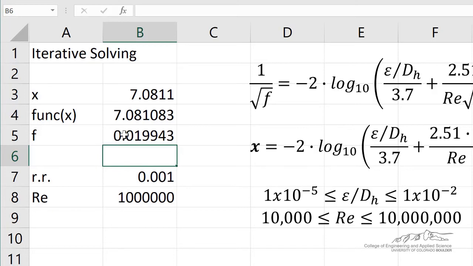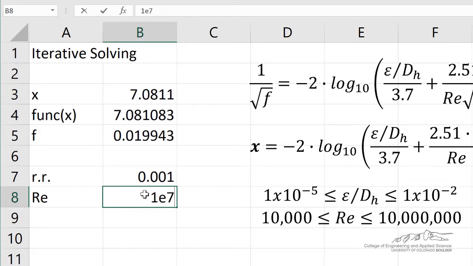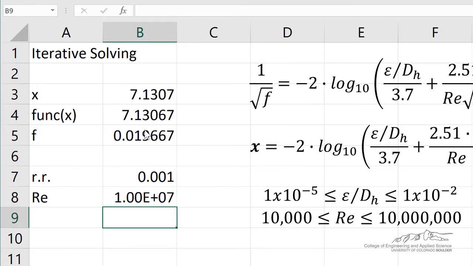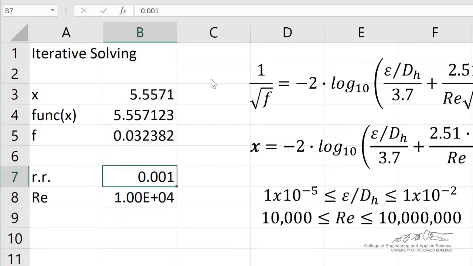Now this is a live solution. If I change the Reynolds number here to 1E7, then this automatically updates. It changed a little bit, so let me go down to something like 1E4. So it changes the friction factor to 0.03. And I can also change the relative roughness.